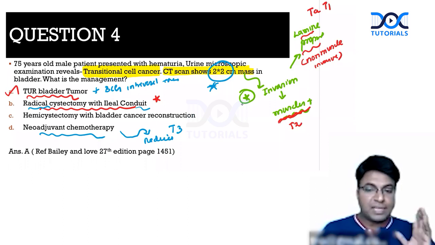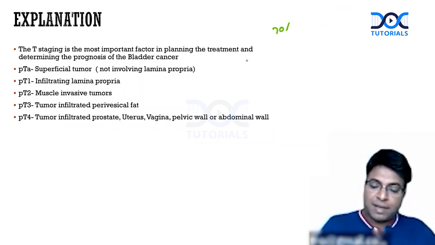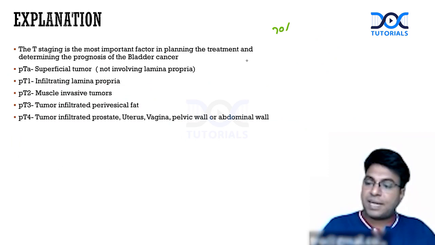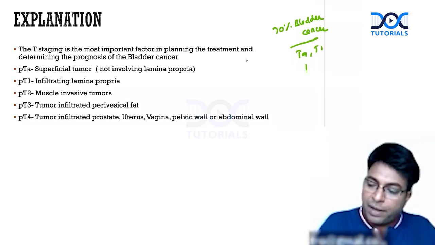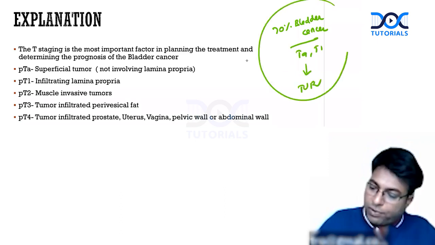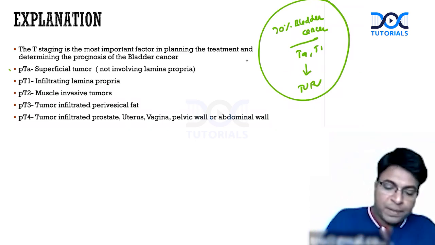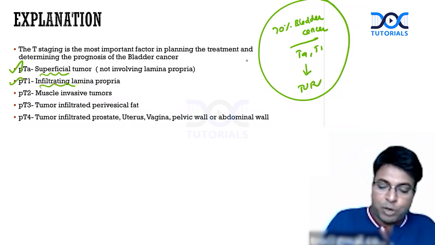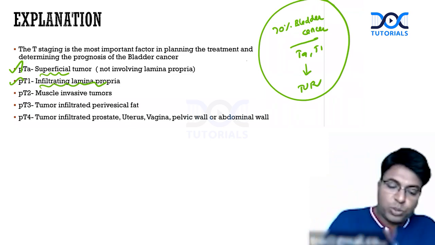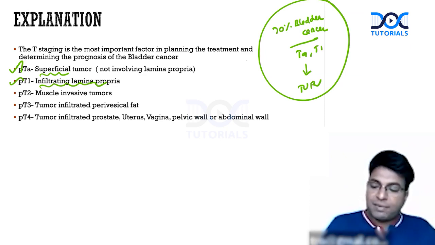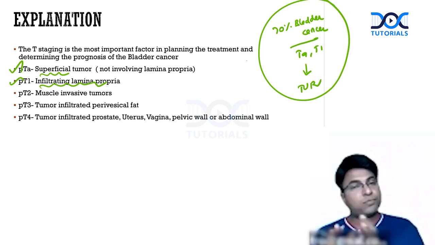But I will tell you one thing. There is a line from Bailey and Love. That line says 70% of the bladder cancers presenting to hospital are all TA or T1. Therefore, transurethral resection I will vote for. I will vote for superficial tumor infiltrating lamina propria. Transurethral resection of bladder tumor is done for superficial TA and T1 cancers. 70% of cases are in this stage, so I will vote for this.